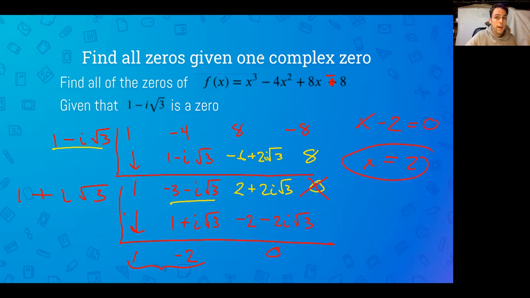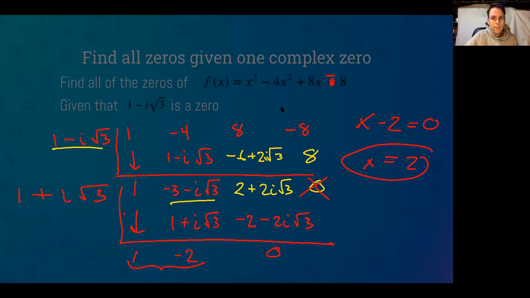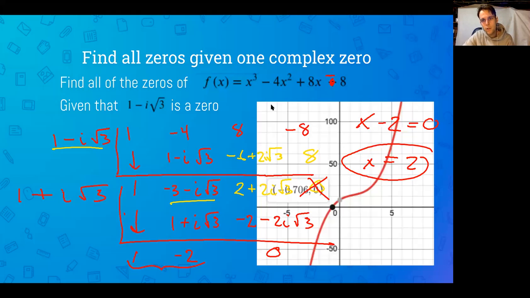Oh, so I see what happened. When I graph this, let's go back to it. Let's go back to that graph. I graphed the wrong function, which kind of messed things up from the beginning.